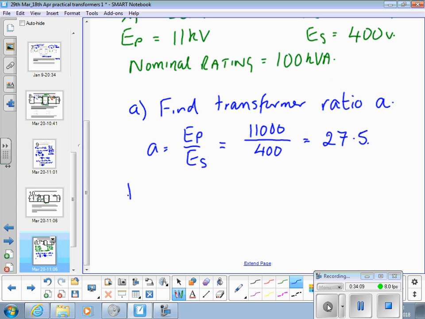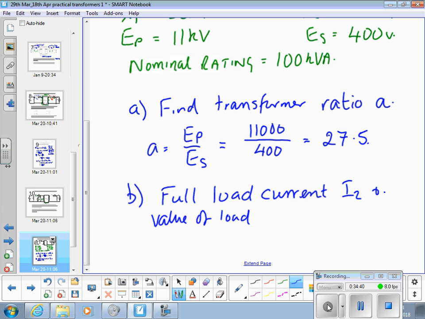Alright, B. The next thing they asked was the full load current I2 and the value of load that would draw this current. How can we get to that from the information that we know?